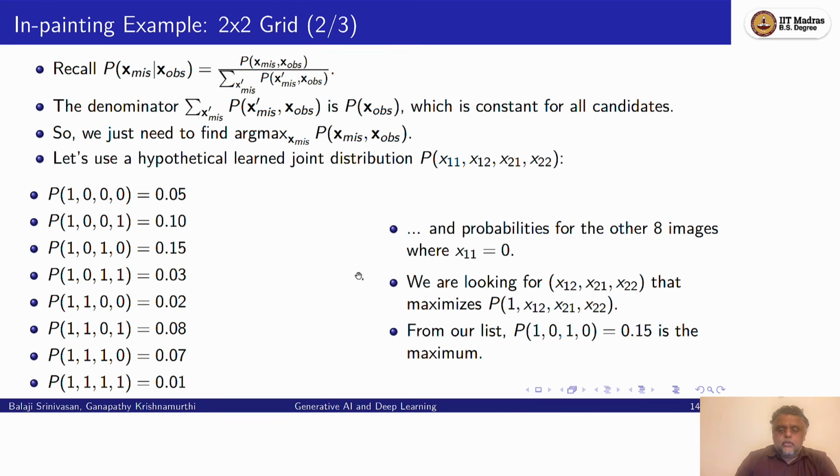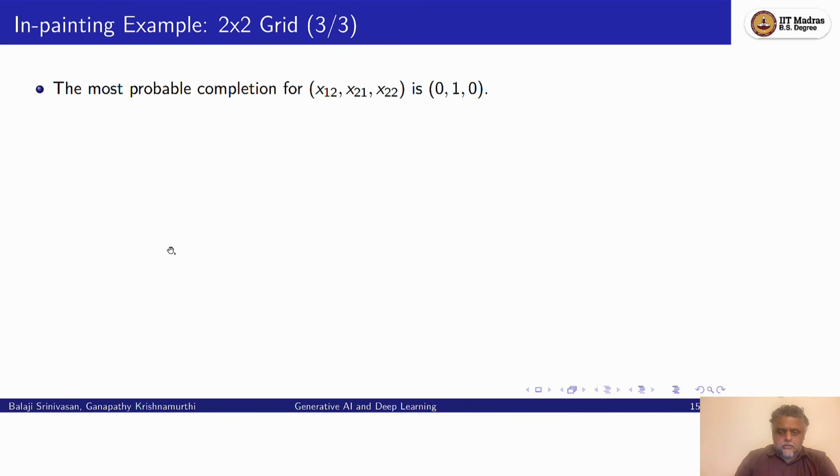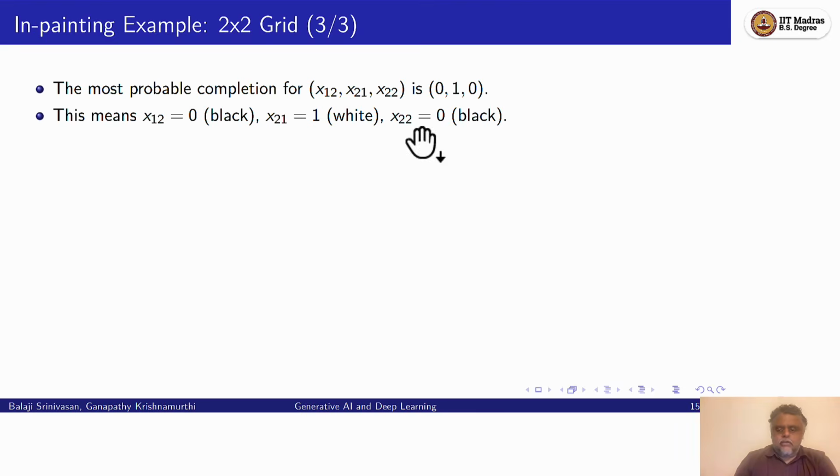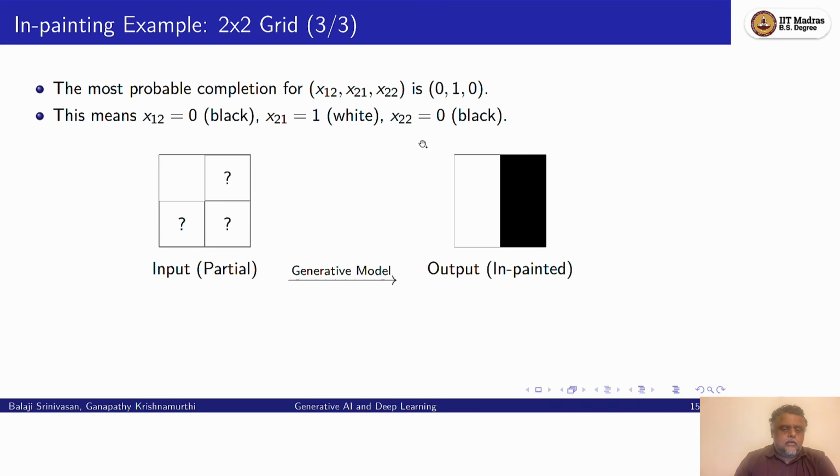Once we do that, from our list, this is the maximum. Whenever x11 is 1, this corresponds to the maximum. Therefore, our most probable completion is 0, 1, 0. This means black, white, black. That's exactly what we will fill in with. So this is the in-painted output. Just by knowing this distribution of pixels, we are able to solve this in-painting problem.